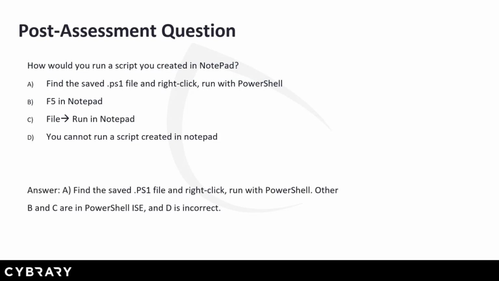All right, the answer is A. You'd find the saved PS1 file and right-click Run with PowerShell. B and C are used for PowerShell ISE, and D is incorrect. You totally can create a script in Notepad, save it, and run it later.